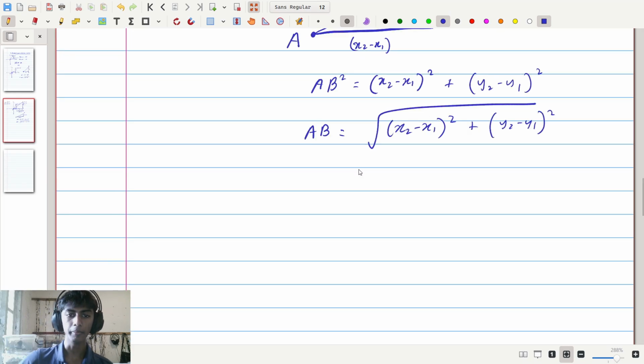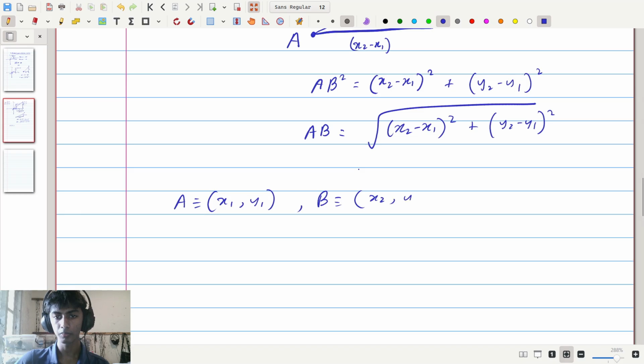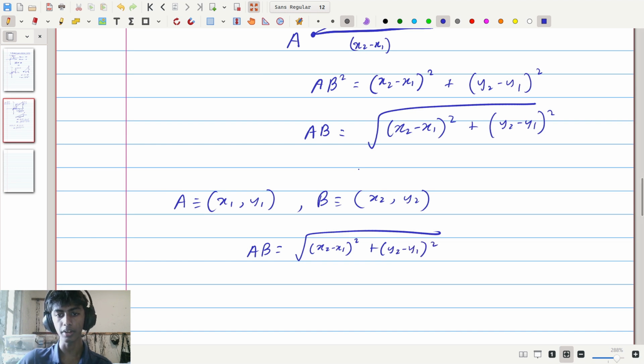So generally, if we have any two points in the coordinate plane, A being x1, y1 and B being x2, y2, then the distance between those 2 points AB is the square root of the x-coordinate difference, x2 minus x1, squared, plus the y-coordinate difference, y2 minus y1, squared.